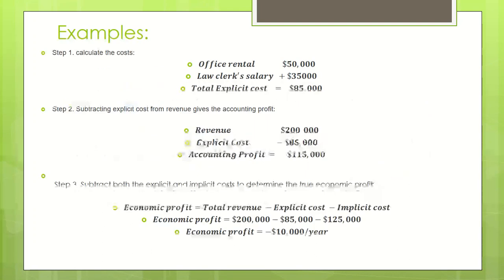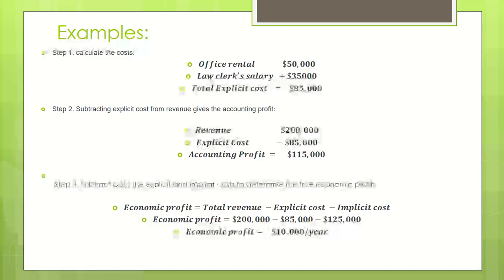So coming to step 1, first you have to calculate the costs. For this, you can take what you know about explicit cost and find their sum. That is, office rental is $50,000, law clerk's salary is $35,000. By summing up, the answer is $85,000, that is the total explicit cost.